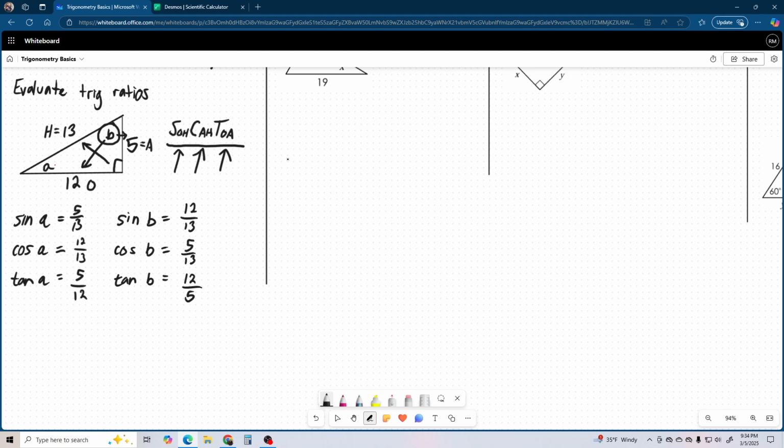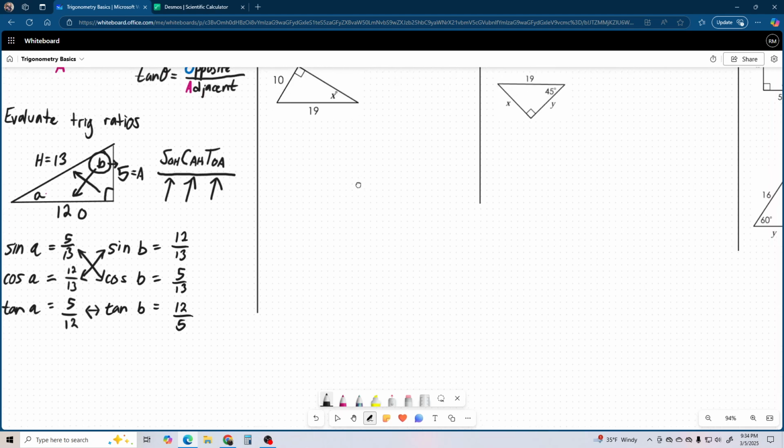Now, there are some cool things to notice here. If we're referencing the same triangle, our cosine of A and our sine of B are always the same. And our cosine of B and sine A are always the same. What's also interesting is that tangent A and tangent B are reciprocals of each other, which is kind of neat. Just a nice, useful tool to remember going forward. It's helpful in trig.